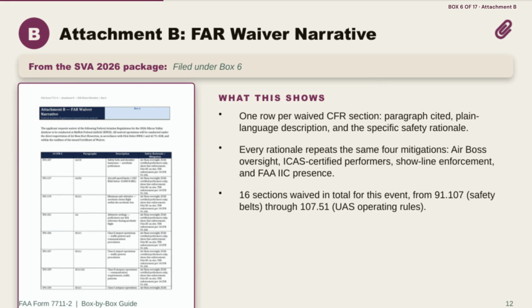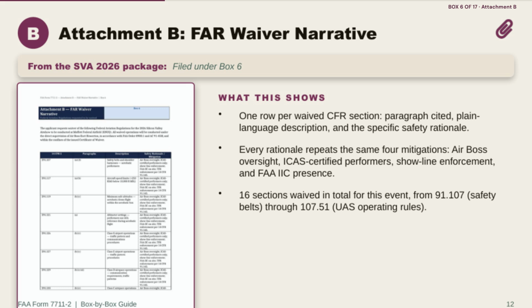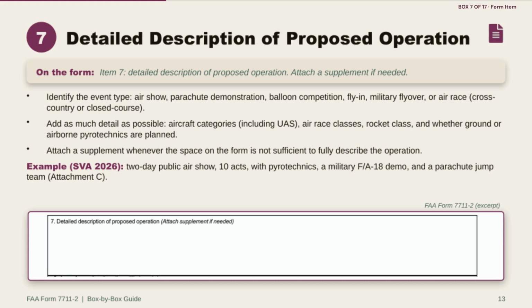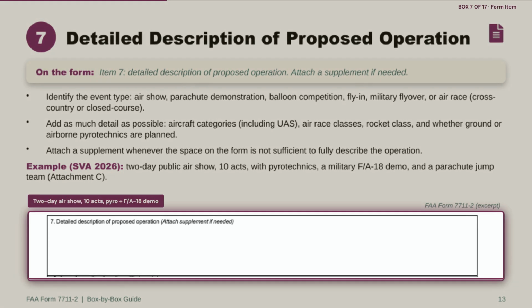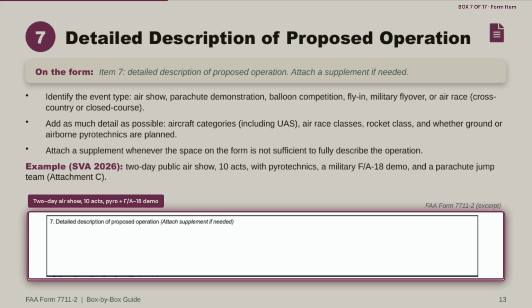The 16 sections here range from 91.107, which covers safety belts, through 107.51, the UAS operating rules, showing how broad this waiver actually needs to be for a mixed manned and unmanned event. Item 7 asks for a detailed description of the proposed operation, and it explicitly invites you to attach a supplement if the space on the form isn't enough.